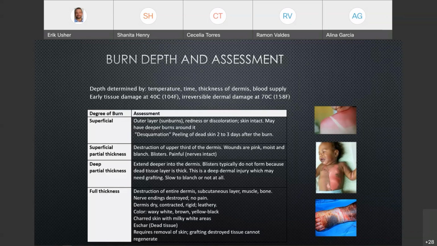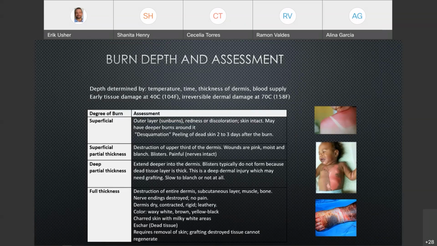You have deep partial thickness burns, and it's deeper into the dermis. The blisters typically do not form because the tissue's dead, so there's no need for that. There's deep dermal injury, which may need grafting, slow to blanch, or may not blanch at all, so the blood supply is compromised. And then, of course, you have your full thickness.